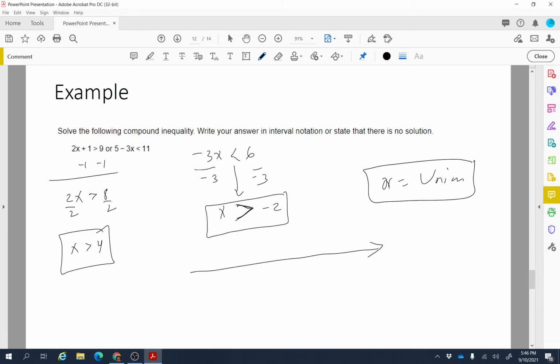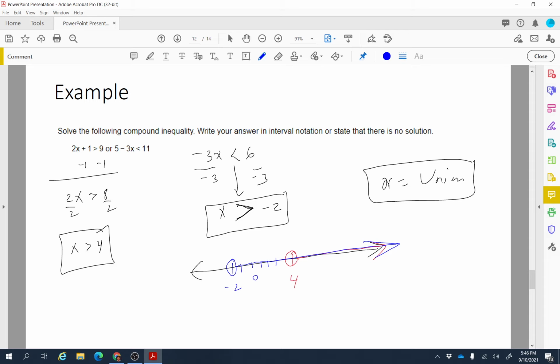So let's say this is the number line. I'm going to use red for the first one. X is greater than 4. So here is 4. Greater means not including 4, but anything after that. And x is greater than negative 2. Negative 2 is somewhere here. Let's say this is 0, 1, 2, 3. Anything greater than negative 2.